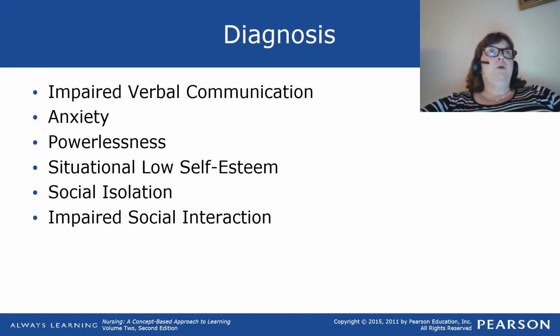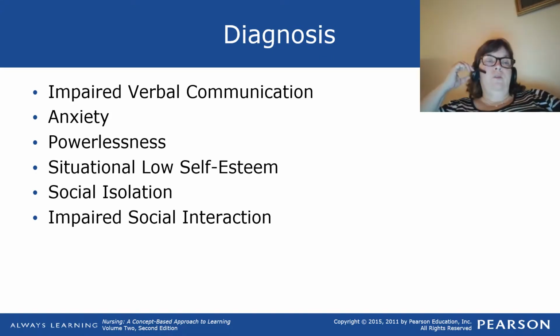One is impaired verbal communication. One is anxiety, because you can imagine that if somebody is unable to communicate, that would increase their anxiety and make them feel powerless. They could have situational low esteem. They could feel socially isolated or have impaired social interaction.